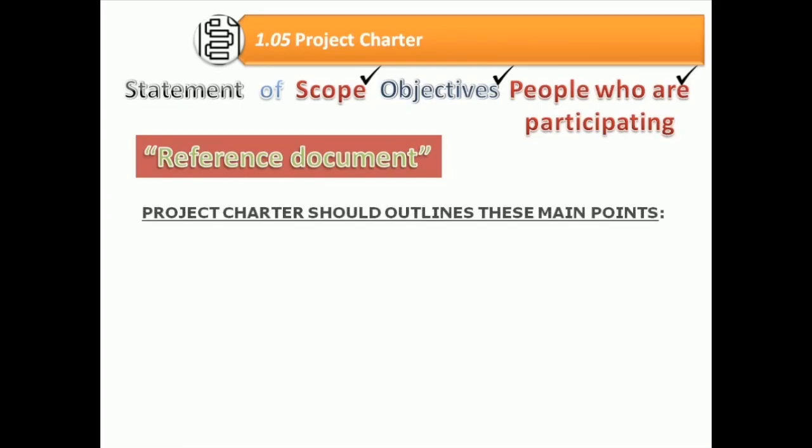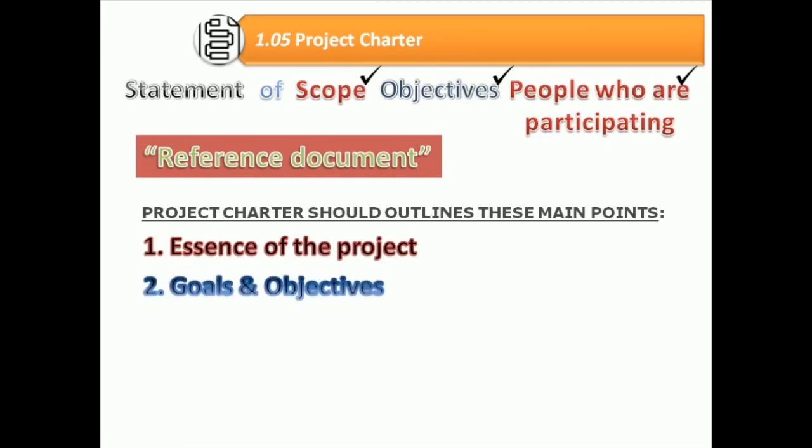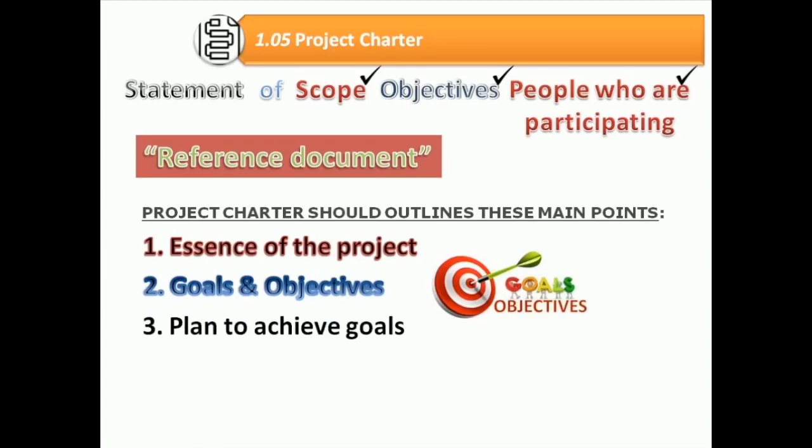Let's look at an overview of certain main points to draft the project charter. It should answer the question about the essence of the project. Why is the project into existence? What is the purpose of the project? It should also answer what are the goals and objectives. Goal is the final outcome of the project. Objectives, on the other hand, are the list of outcomes. Plan to achieve the goal. Basically, there should be a plan of action to achieve or fulfill these objectives in order to achieve the final goal.